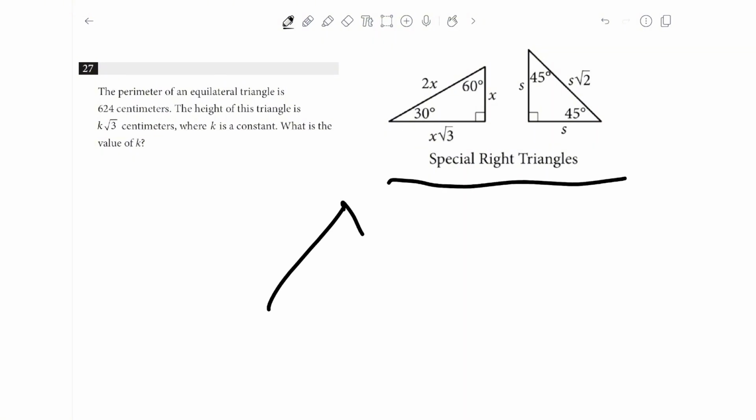We have an equilateral triangle, so that means all the sides are equal to each other, and that means that all the angles are also equal to each other. They're all 60 degrees. And let's find the length of our sides. If the perimeter is 624, we just need to divide 624 by 3. So that means that each side is 208.